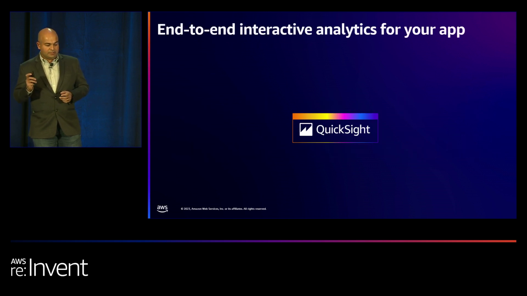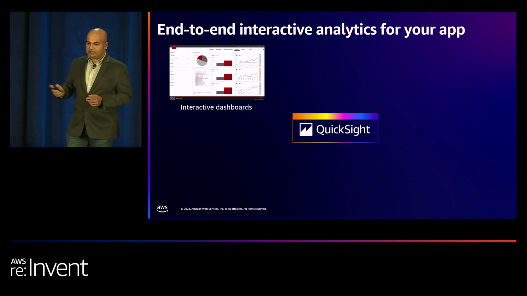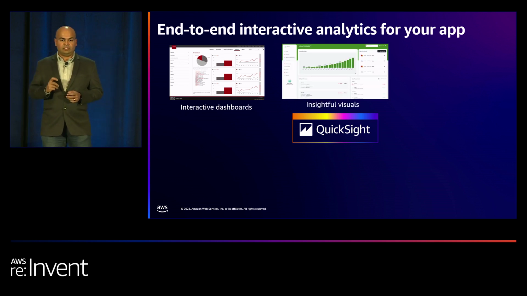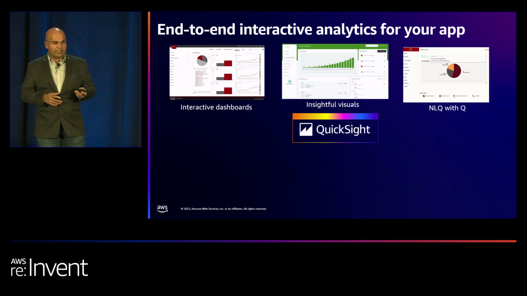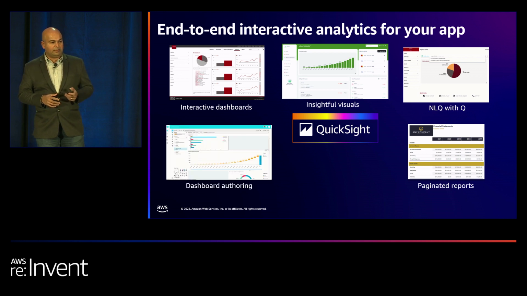So to summarize, we do see interactive dashboards in QuickSight, but we also have insightful visuals that you can add. You can add natural language query with Q, paginated reporting, and dashboard authoring, all within the context of your application.